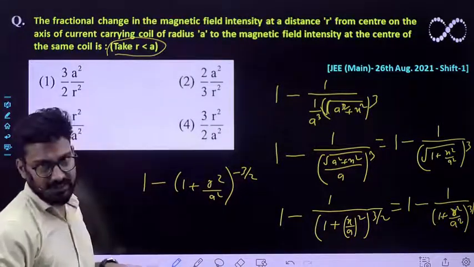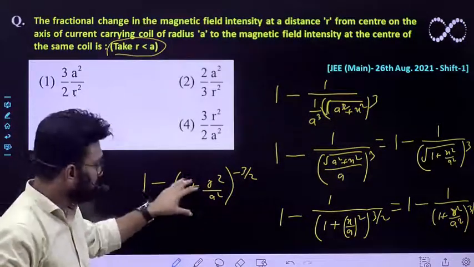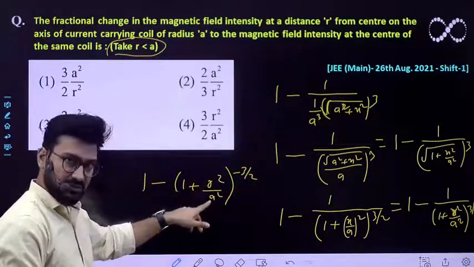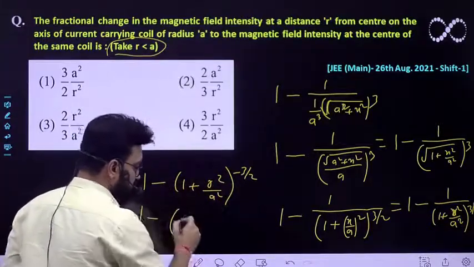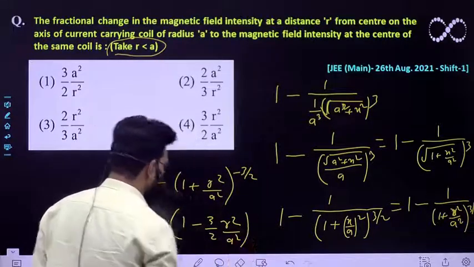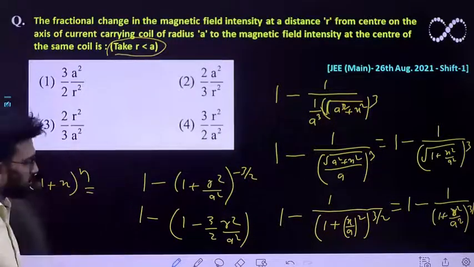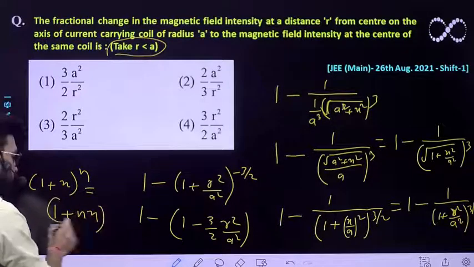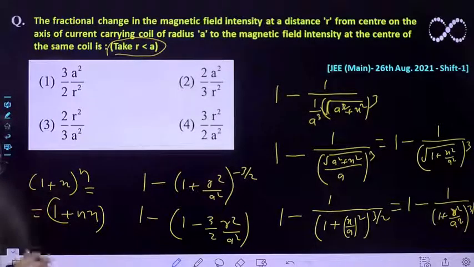Now this is the binomial expression that you need to solve, because the ratio r by a is less than 1, so you can easily apply the binomial expansion in which this term is less than 1. If I expand it, this expansion would be equivalent to minus 3 by 2 r square by a square. Because if 1 plus x raised to power n, where x is less than 1, this can easily be written as 1 plus nx. So this will be the value of it by expanding it with the binomial theorem.